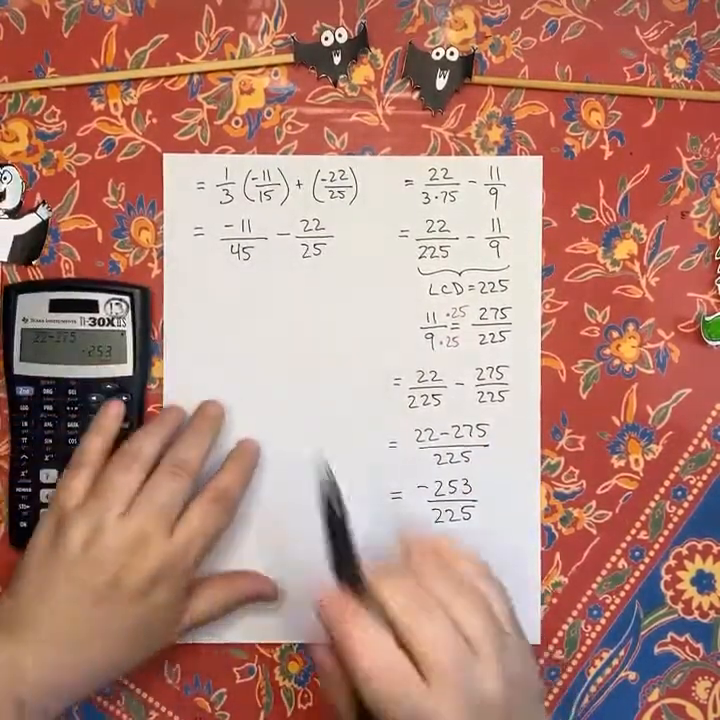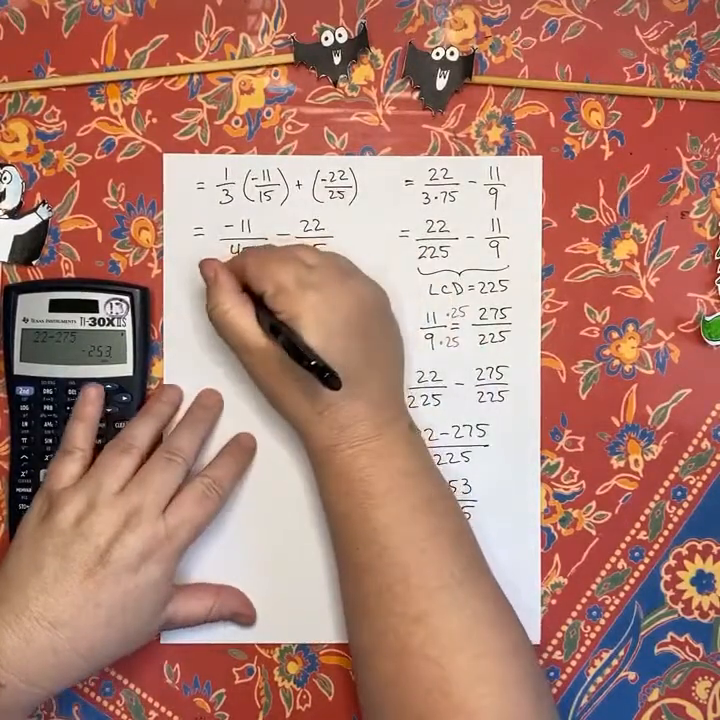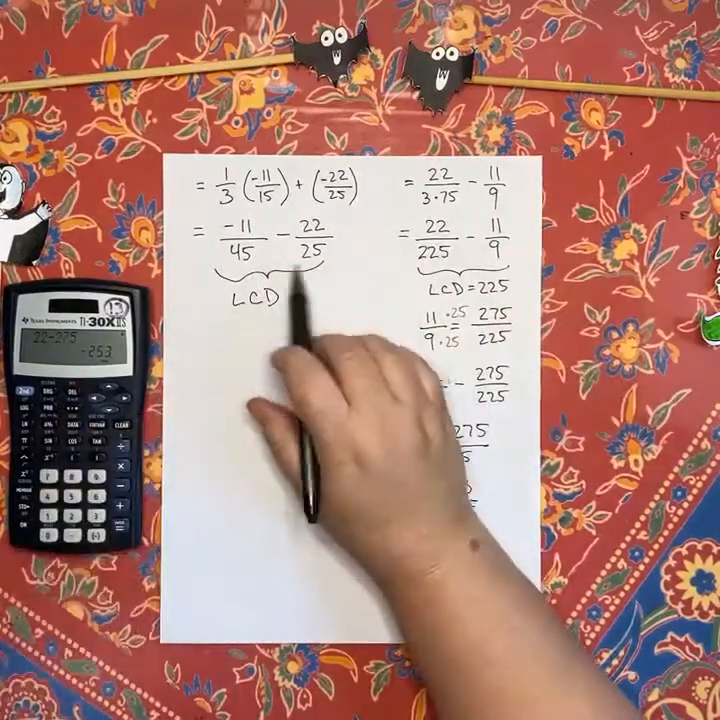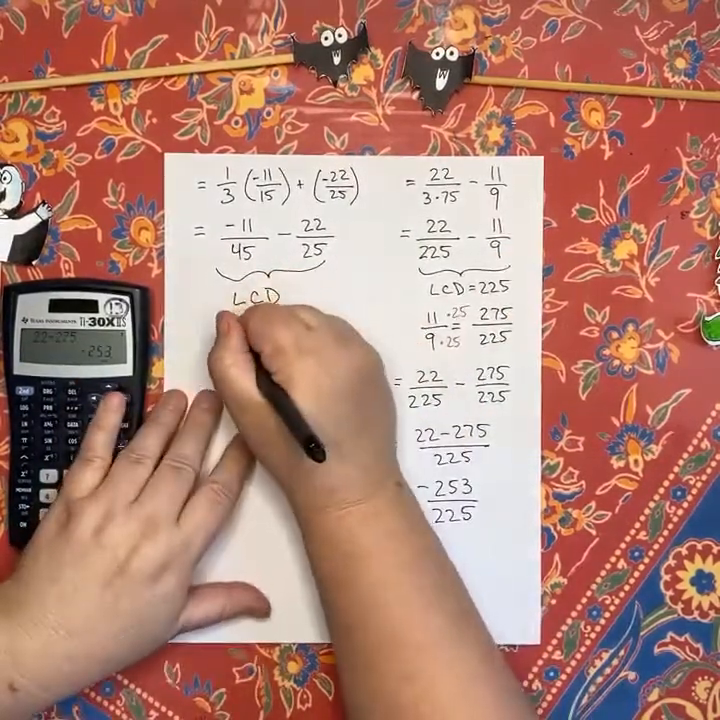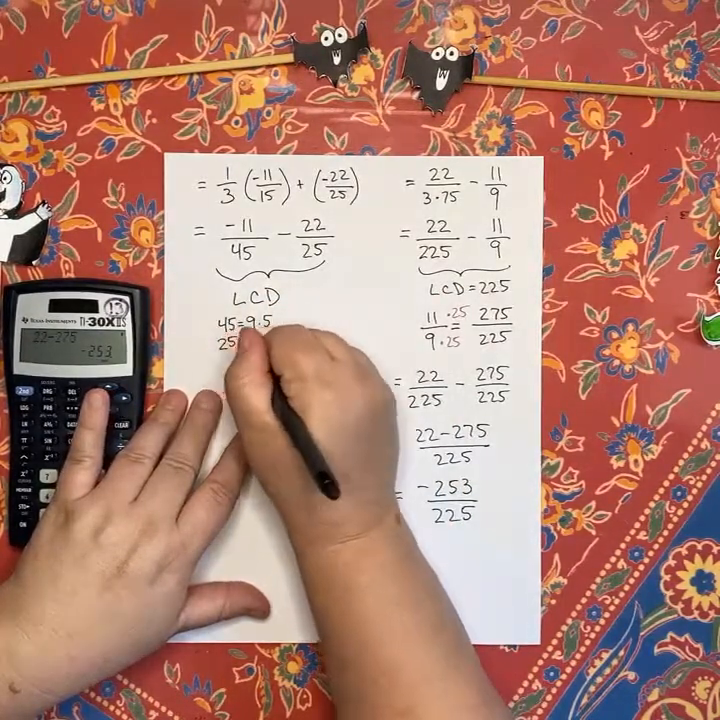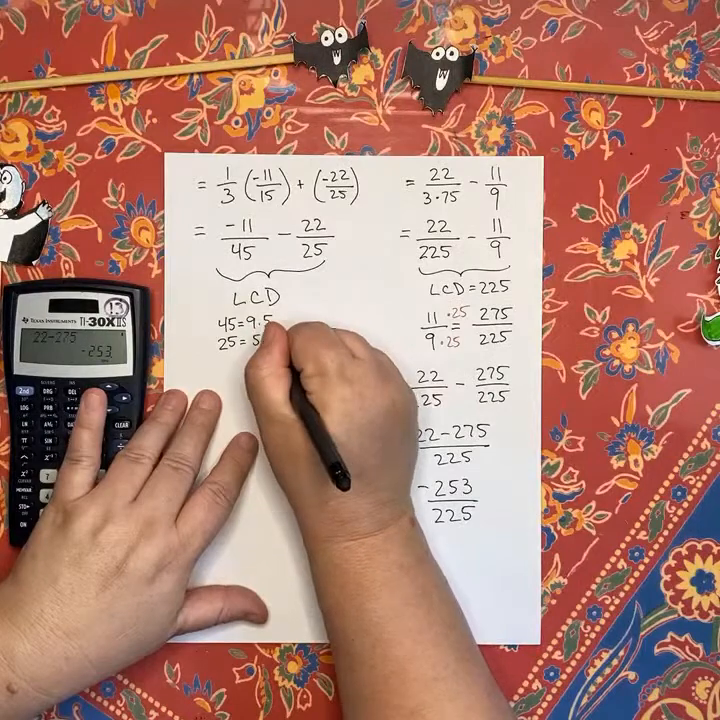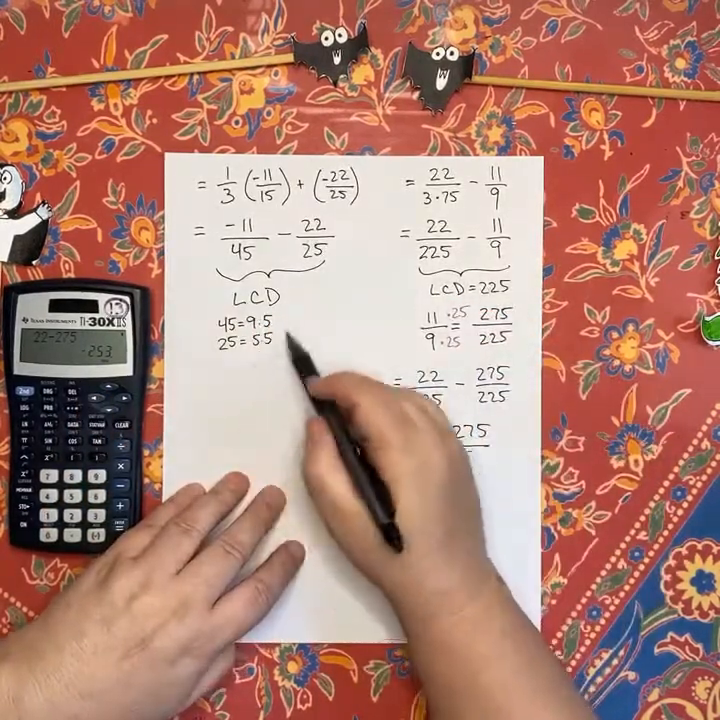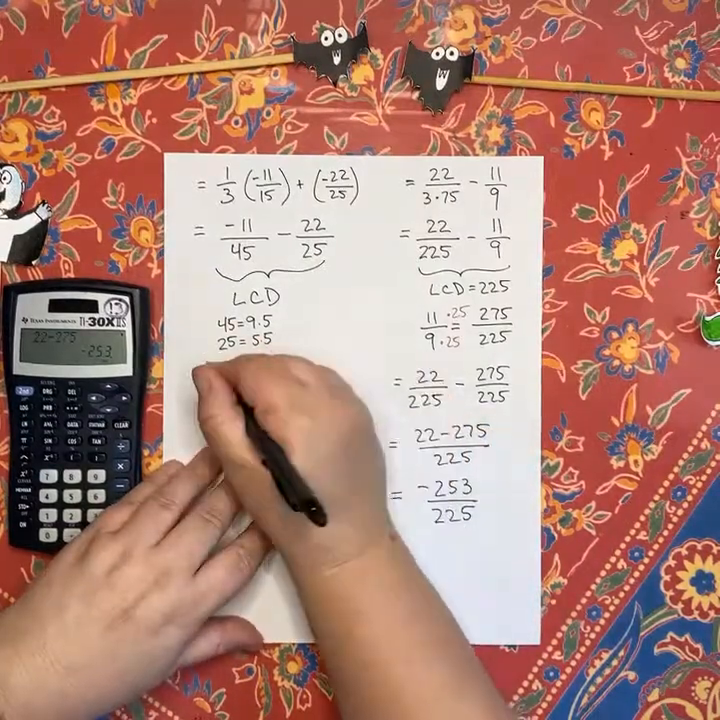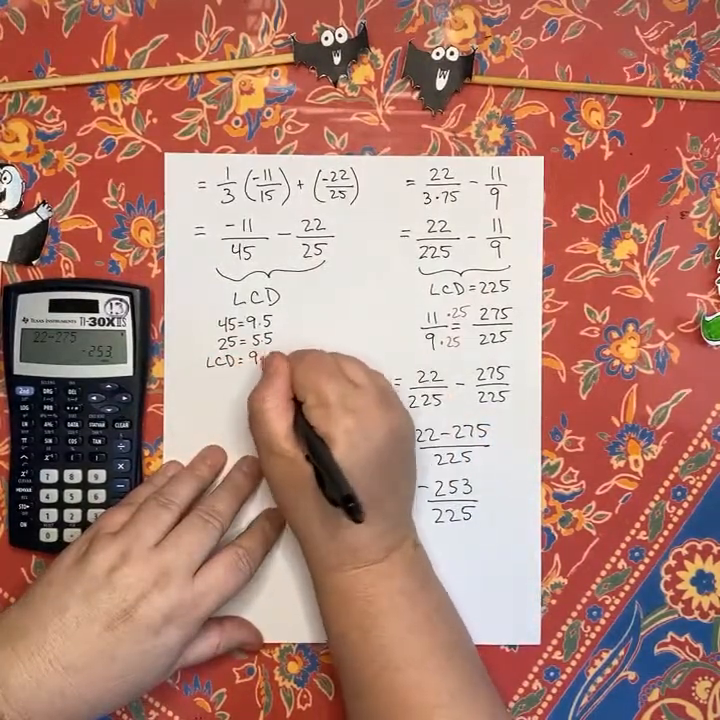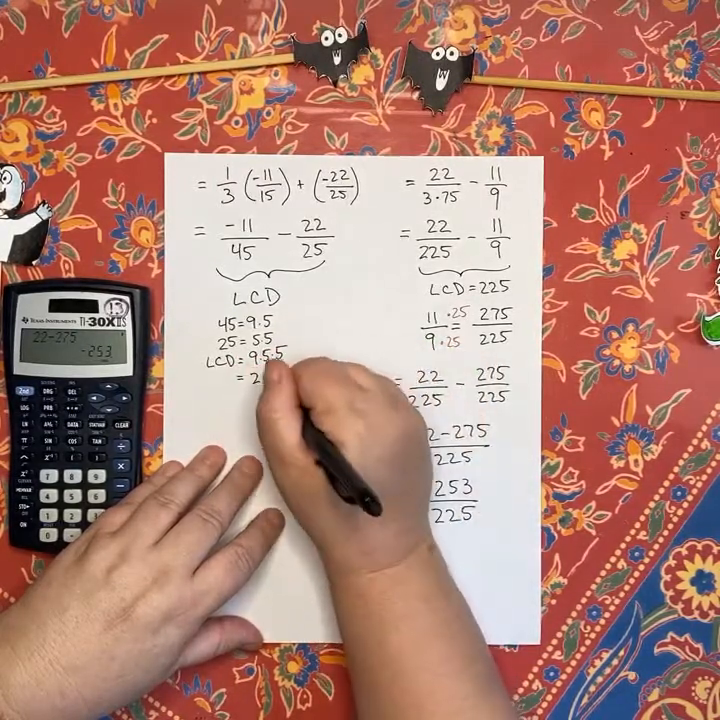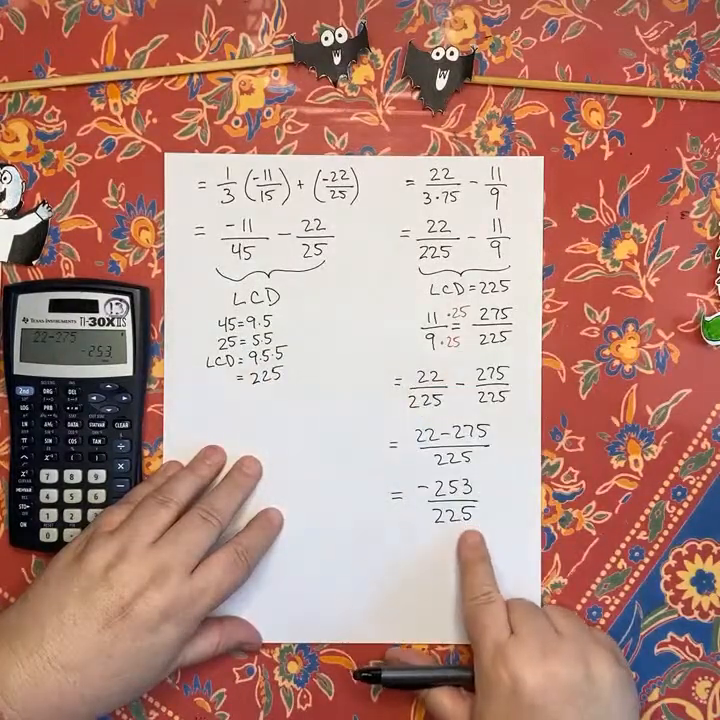So back over here, I need a least common denominator for these two. And I know that 45 is 9 times 5. And I know that 25 is 5 times 5. So what I'm going to do is mix this all up, and say, what if my LCD is a 9 and a 5 and a 5, which is going to be 225, which is the denominator over here.